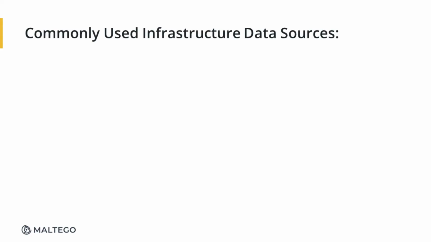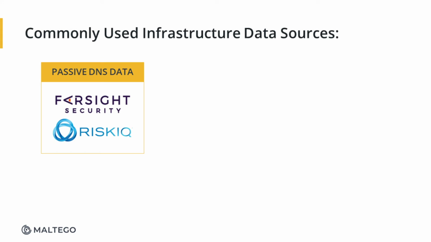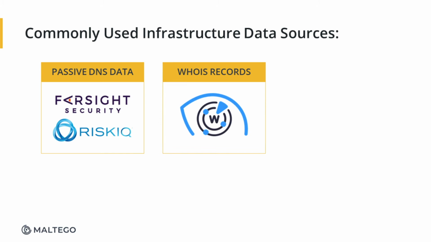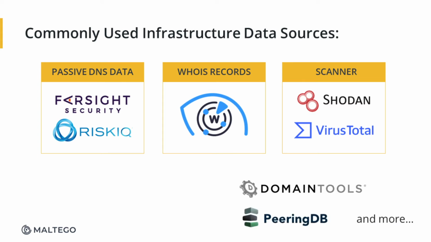When footprinting a domain, it's important to find as much information about its underlying infrastructure as possible, and most of the information can be found by querying OSINT or public data sources. Some popular data sources in the industry include passive DNS data like Farsight DNSDB and RiskIQ PassiveTotal, WHOIS records, vulnerability intelligence databases like Shodan and VirusTotal, domain intelligence databases, and many more advanced data sources like PeeringDB and domain tools.